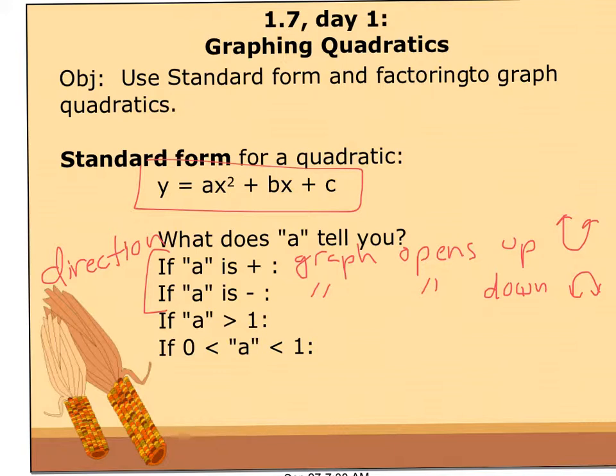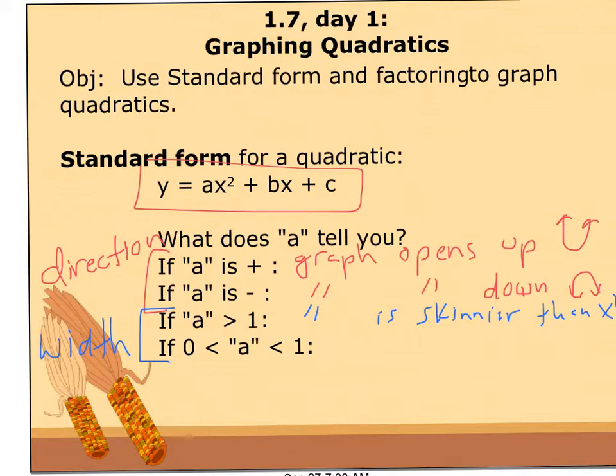Now, how about if it's a fraction or a number greater than 1? This controls the width. If we have a quadratic where a is greater than 1, for example, like 2, 5, 10, or 20.3, any number greater than 1, the graph is skinnier than x squared.